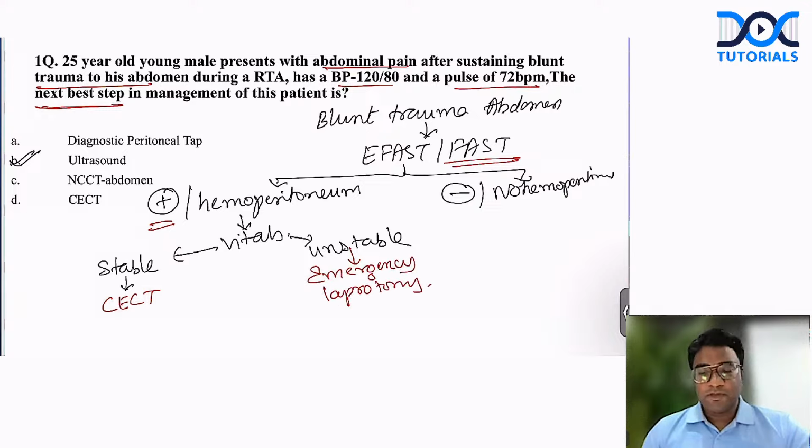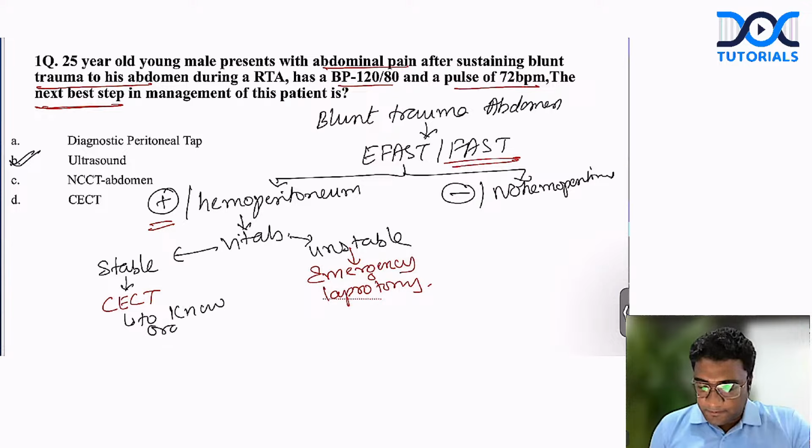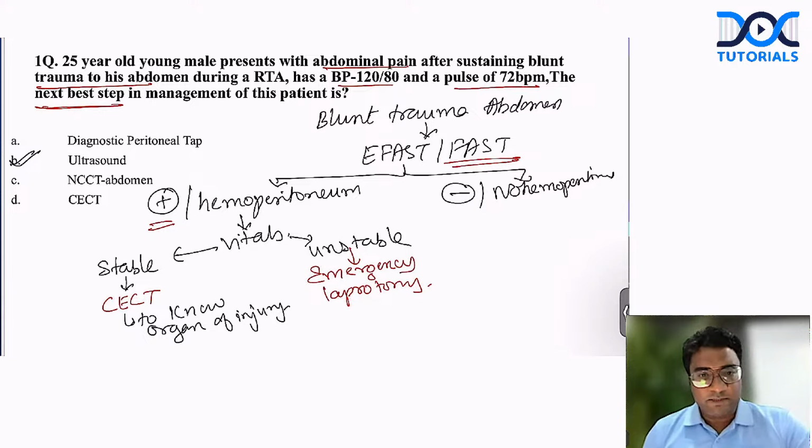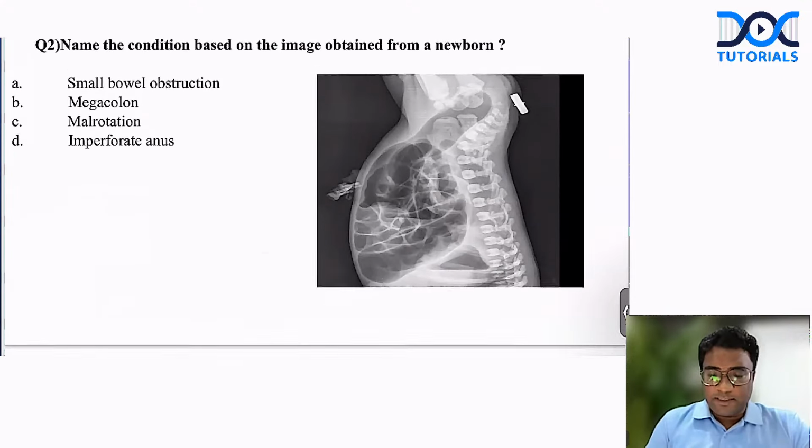Emergency laparotomy. So if the FAST is positive and the vitals are stable, you go for CECT, and CECT will tell you the organ of injury. If the contrast is coming from the liver, that is a hepatic injury. If there is a contrast blush from the spleen, that is a splenic injury. So to know the organ of injury in blunt trauma abdomen, we go for CECT. And in an unstable patient, we go for emergency laparotomy. So this is the basic protocol. Let's look at the next question.